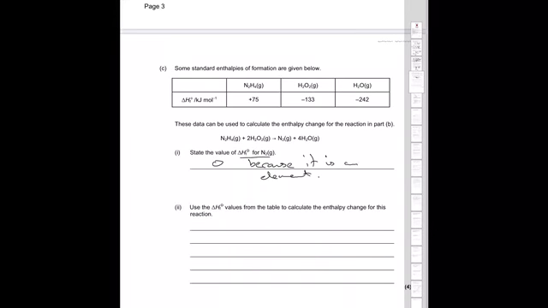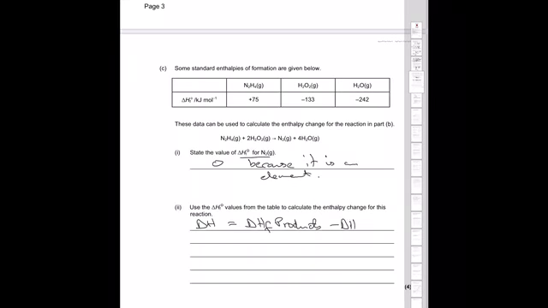Next one, use the delta Hf values in the table to calculate enthalpy change of the reaction. So this is what I was saying. It's pretty good actually to draw the cycle, but you can use the equation. They don't mind these days, either one or the other. So for delta Hf formation data, it's products minus reactants. And so you just make sure you get the right values there.